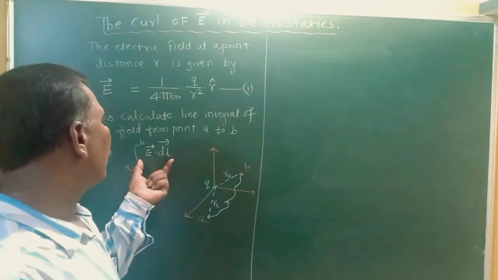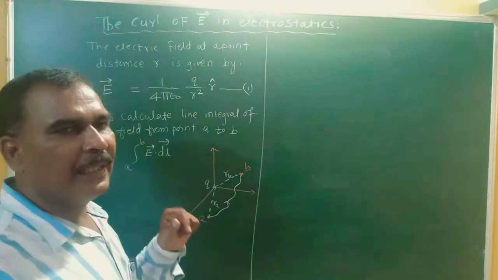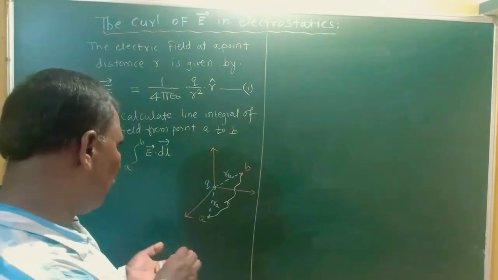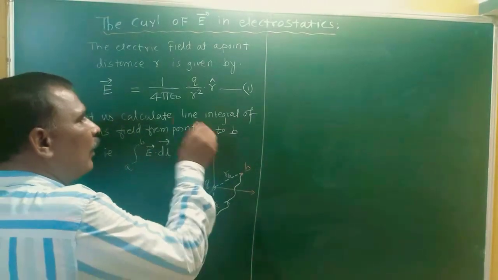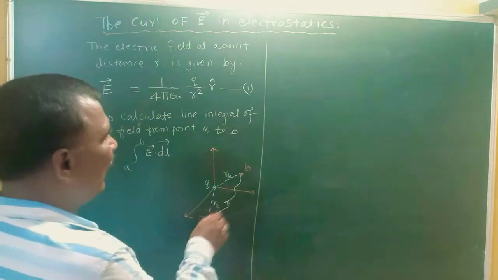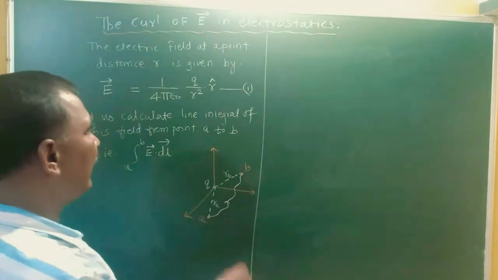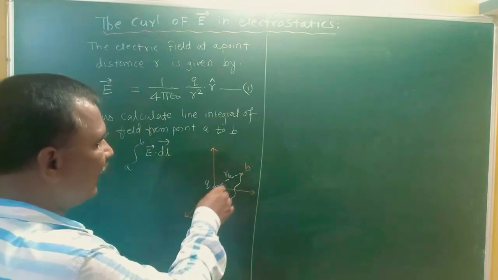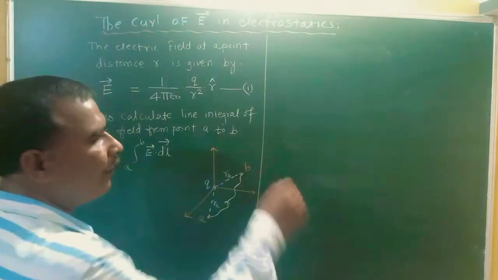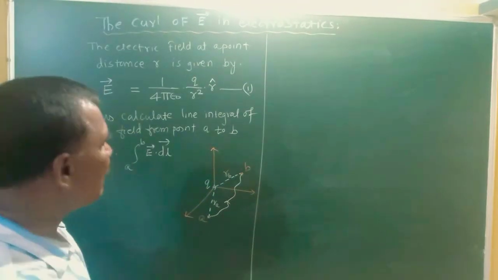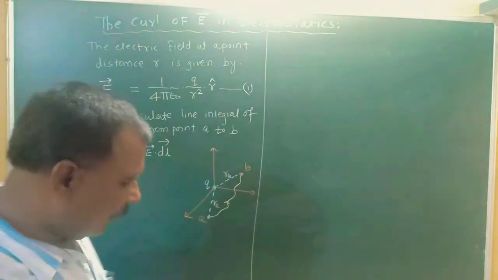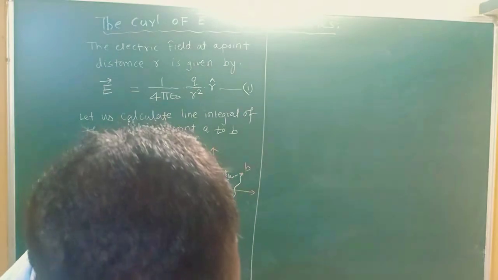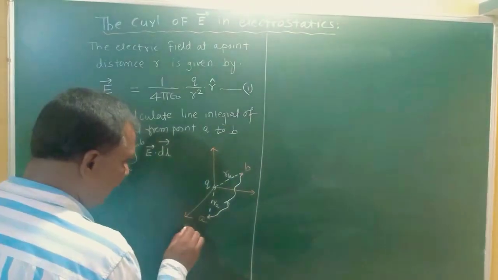Now what do we have to find? The line integration of the electric field from point A to point B, where A is a point at a distance RA and B is a point at a distance RB. For that we have to calculate the electric field, and for this we consider the spherical coordinate system. This is the figure of the line integral.